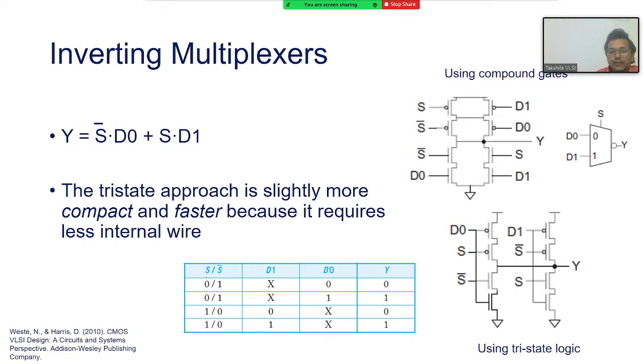So that was the truth table. We already know that when S is equal to 0, I don't care what is at D1. Whatever the D0 logic is, that is passed to the output. When S is equal to 1, I don't care what is available at D0, but whatever is available at D1, D1 is connected to the output. So that's how the multiplexer works.